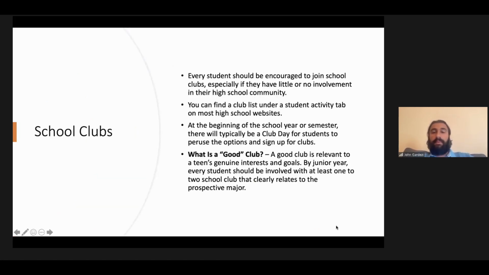Now let's first talk about school clubs. Every student should be encouraged to join a school club. You can typically find a school club list on your school's website. There's usually a student activities section where you can go in and see what the types of offerings are at your school. At the beginning of each school year or semester, there's usually a club day where you can look through some options and sign up for clubs.